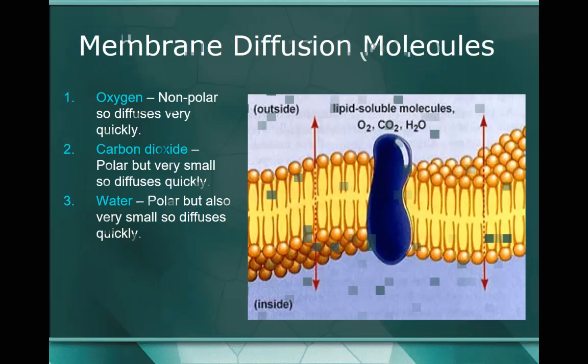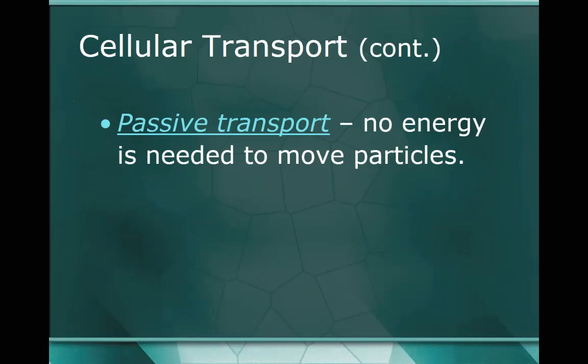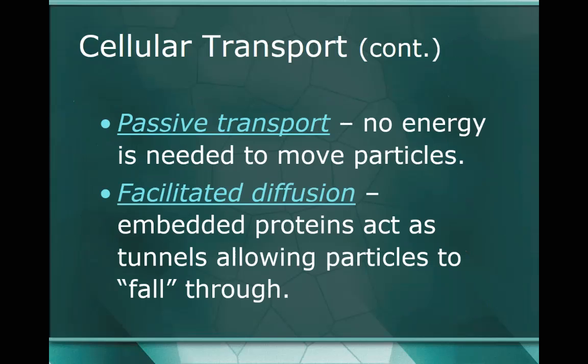Okay. Now, the diffusion that we just showed you is a form of what we call passive transport, meaning there is no additional energy needed to move the particles. We're going to talk about an additional type of diffusion called facilitated diffusion, which needs the help of proteins. But I want you to realize that it's still a form of passive transport, meaning that we do not have any additional energy needs. Essentially, the protein acts like a tunnel that allows the molecule to fall through. It doesn't use an energy assist. We'll talk more about that next class.